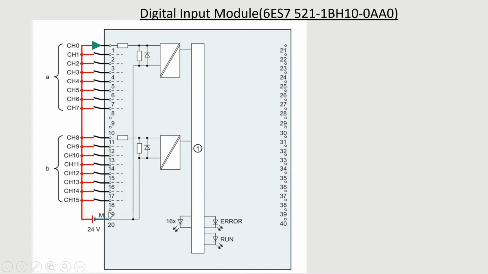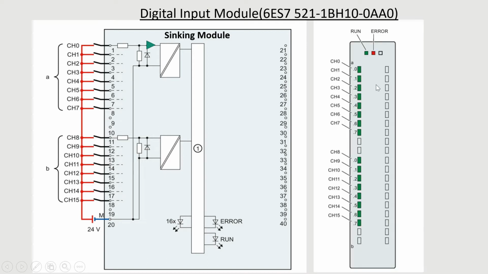Of terminals 19 and 20, 19 is spare and 20 is for 0 volt from the power supply, and current will flow from the device to this input module. So this is a sinking input module. For what sinking and sourcing are, you can watch my other video from the I button here. This is an outlook of the module.